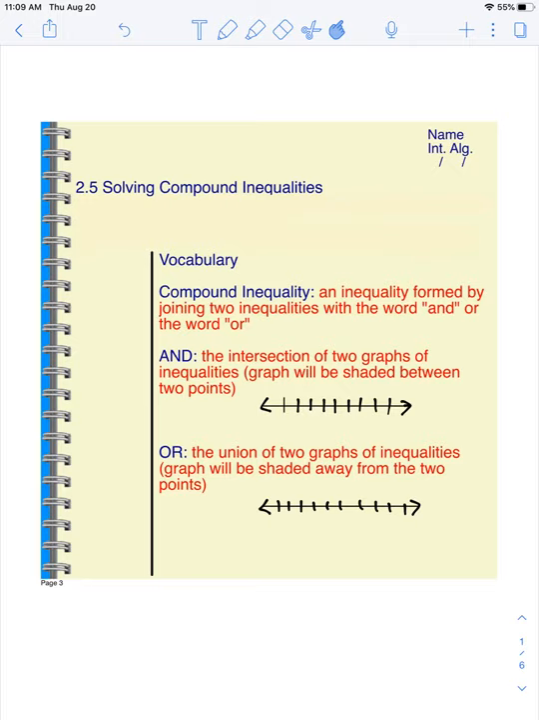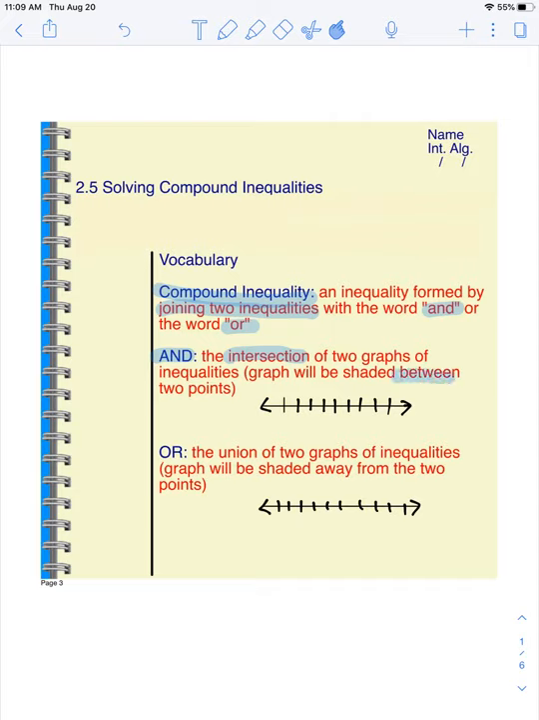In lesson 2.5, we'll be learning about solving compound inequalities. So what is a compound inequality? It's an inequality formed by joining two inequalities with the word "and" or the word "or." An "and" inequality is an intersection or overlap of two graphs, so it will be shaded between the points.